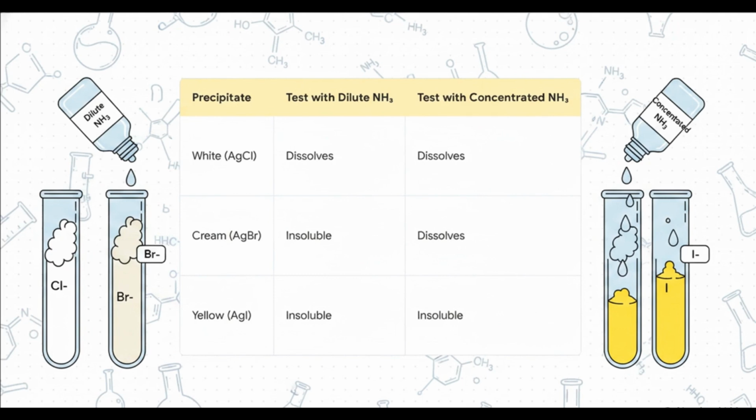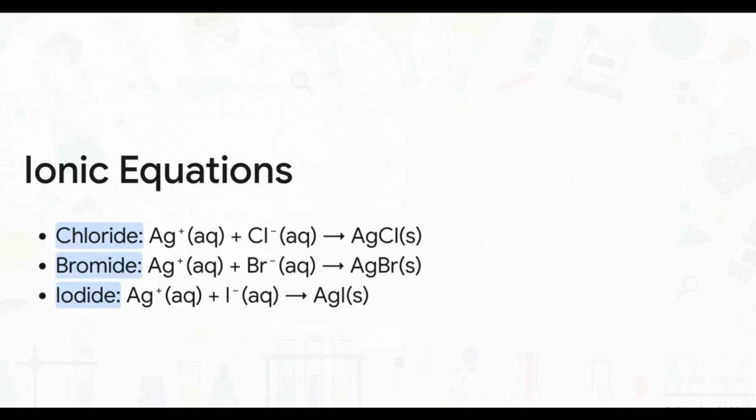Let's say you have that white precipitate. Add some dilute ammonia, and if it dissolves, bam, you've confirmed it's chloride. Now for the cream one. Add dilute ammonia, and nothing happens. It stays insoluble. But then you add concentrated ammonia, and poof, it dissolves. That confirms you've got bromide. And that yellow iodide precipitate, it's just stubborn. It won't dissolve in dilute or concentrated ammonia. Case closed.